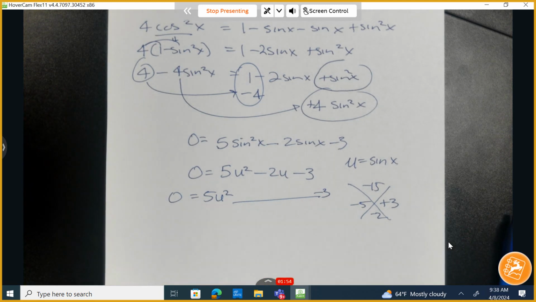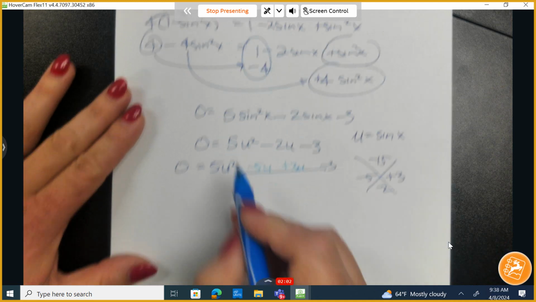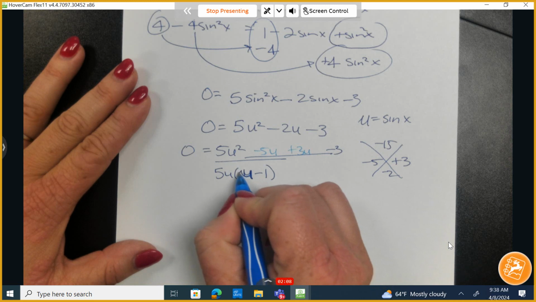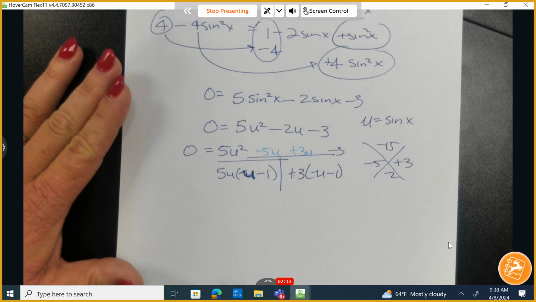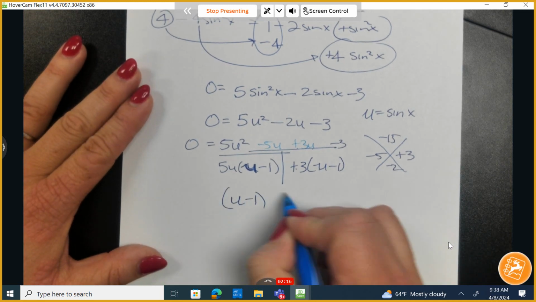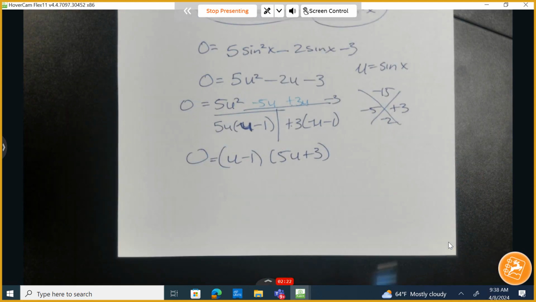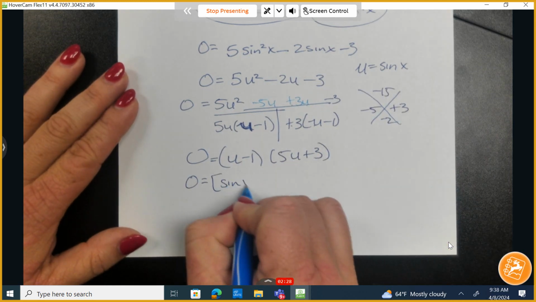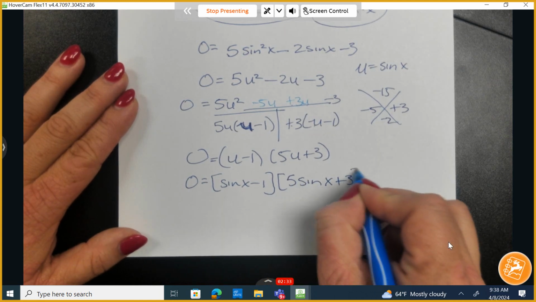I'll use your AC plus B method. Now, in this position, I'm going to put down my 2 others, which would be negative 5u and positive 3u. So I have 5u, u minus 1, u, and I do the u minus 1. What times u equals a positive 3u? Okay, all that's good. Now I have u minus 1 and 5u plus 3. We're still good at back so far? I'm going to replace the u. U is equal to the sine of x, so I really have the sine of x minus 1 and 5 sine of x plus 3.